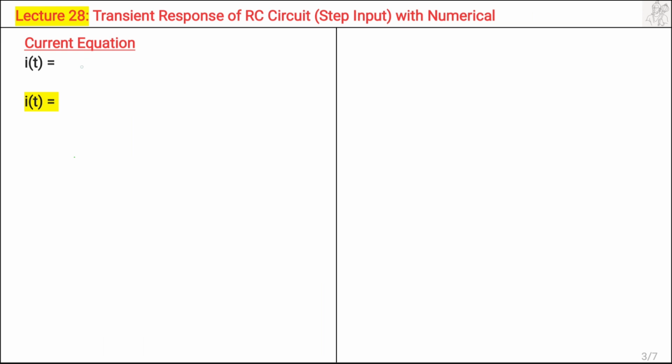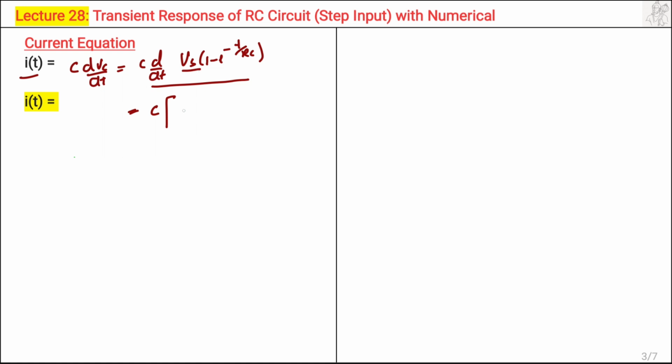Similar to this, current equation can be found out. It is simply equal to C dVc by dt, and we know that the voltage equation is simply Vs into 1 minus e raised to power minus t by RC. So if I take the derivative of this equation, we will get the value of I. So it simply becomes C times the derivative of Vs, which is 0, and derivative of Vs e raised to power minus t by RC, where minus outside remains.